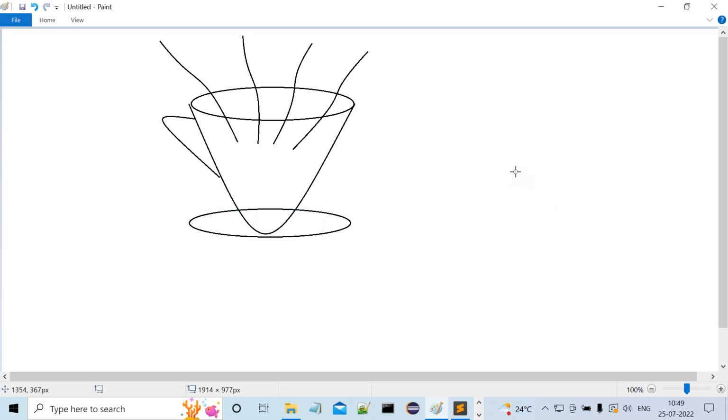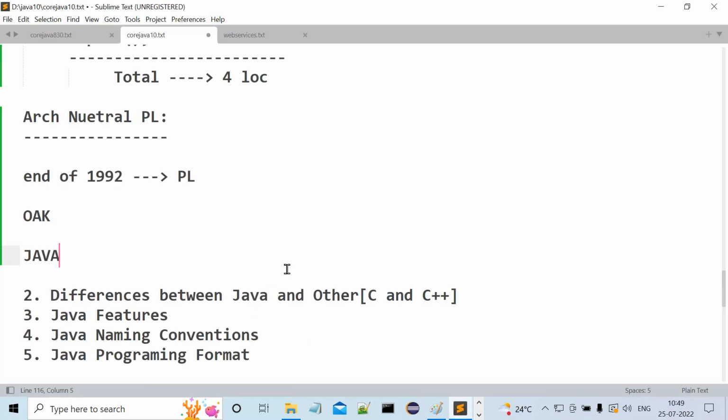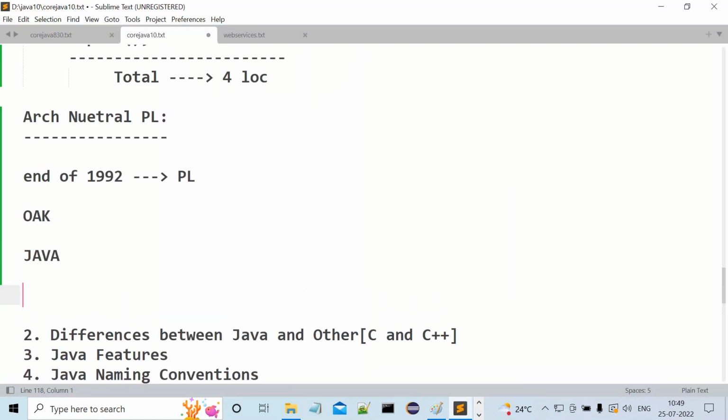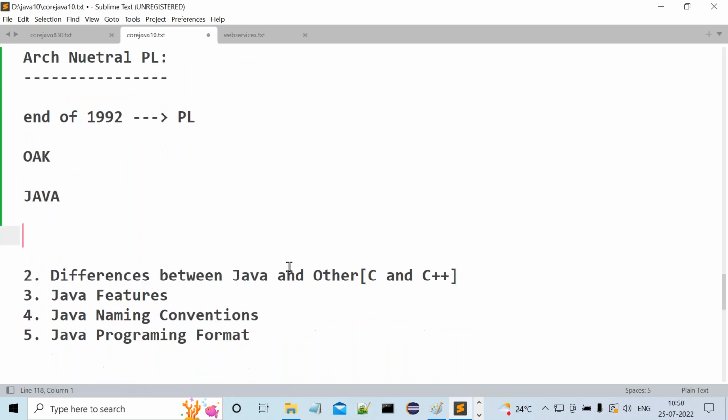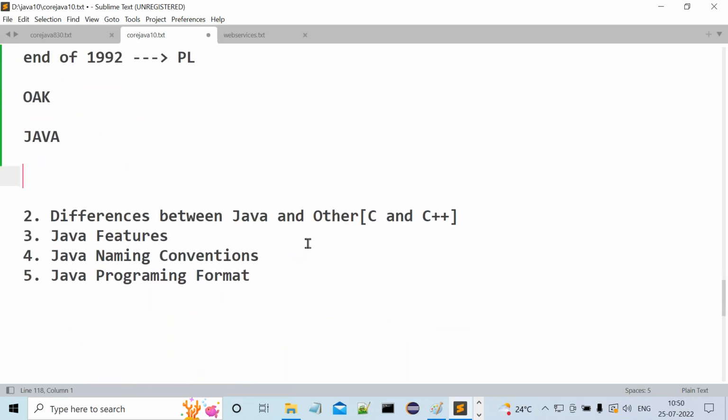Okay, leave this one. Now tell me, at which year are we now? We are at 1992. The programming language was prepared, and the name given for this programming language is Java. Then immediately some people prepared the first product on the Java programming language. What is that first product they prepared here?